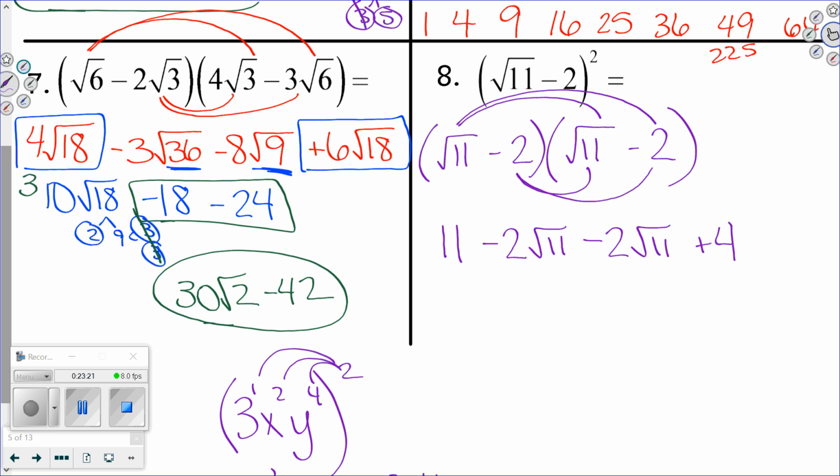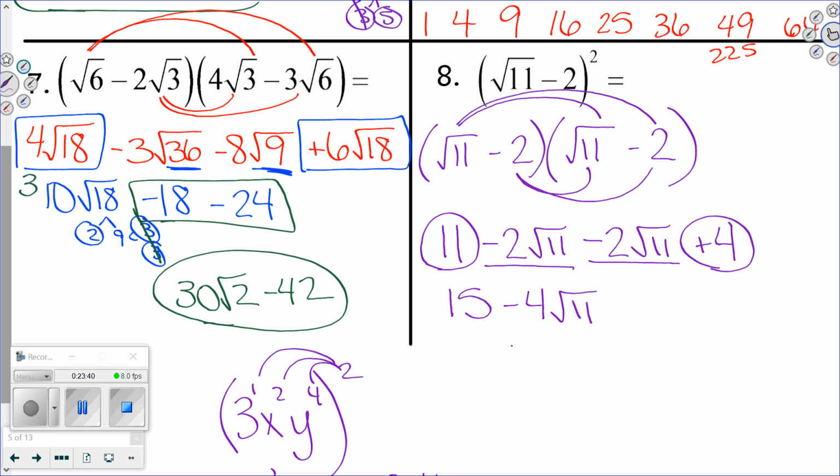I got some like terms, right? I can do 11 plus 4 is 15. Negative 2 radical 11 minus 2 radical 11 is negative 4 radical 11. Can't do a factor tree on the radical. I am done. Had you just distributed the square, like we did here, would you have gotten this for an answer? Radical 11 squared would have just been 11, and negative 2 squared would have just been 4. I would not have ended up with this.